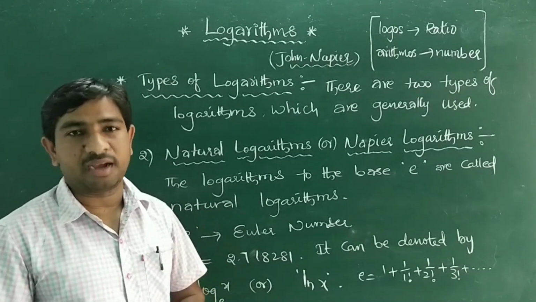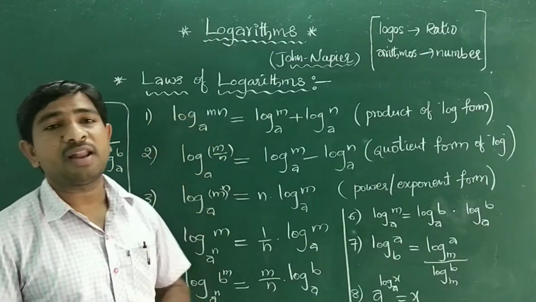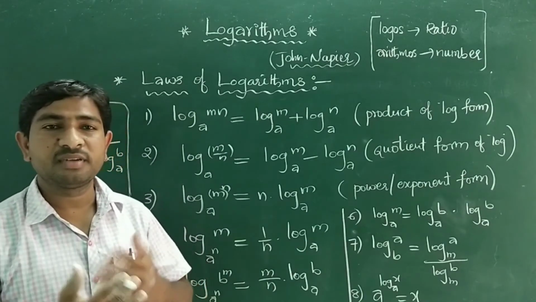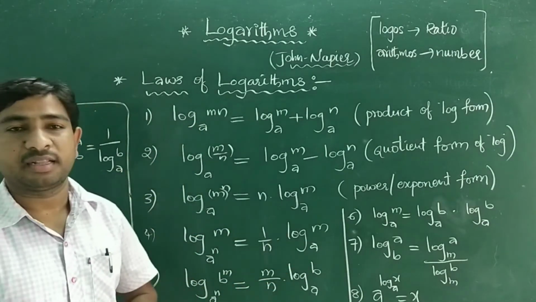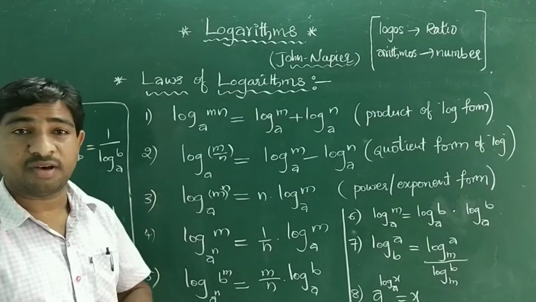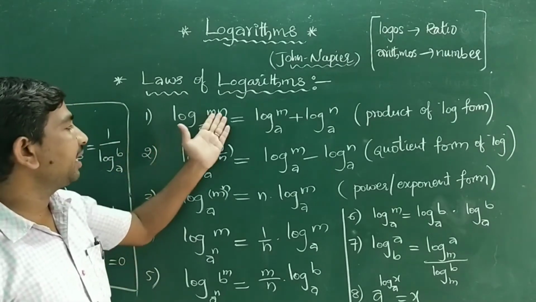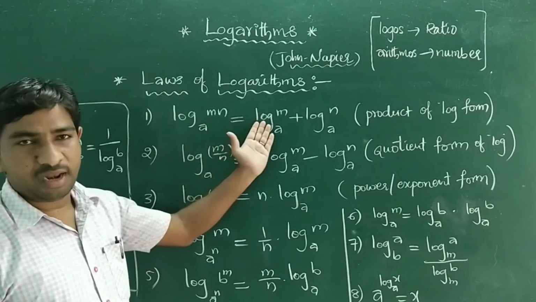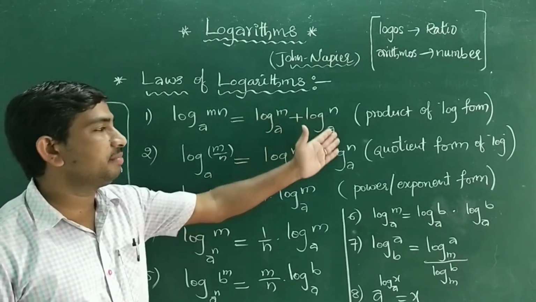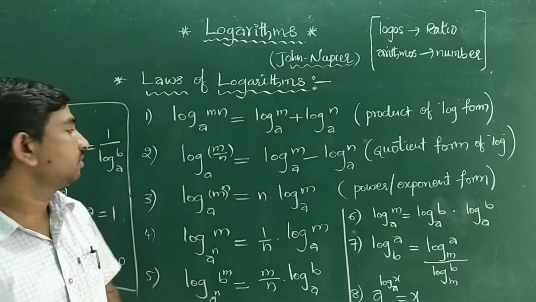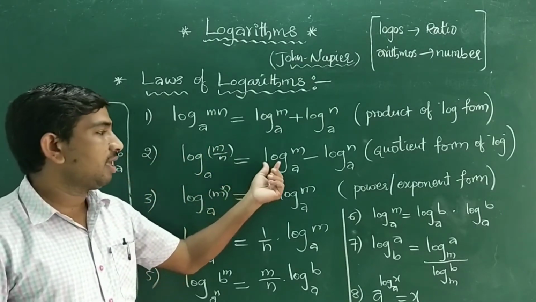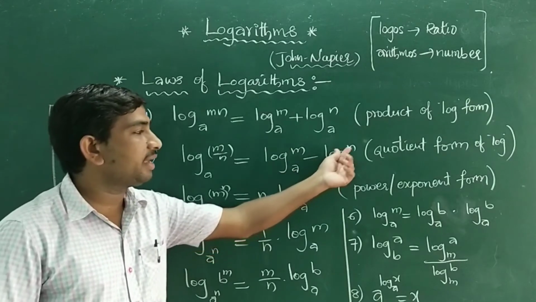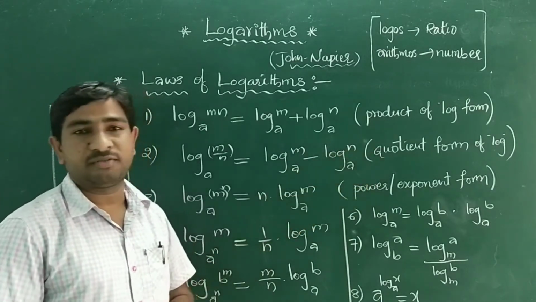Laws of logarithms. We have 11 laws of logarithms. What are the formulas? The first one is log mn base a is equal to log m base a plus log n base a. This is called the product form of log. The second one is log m by n base a is equal to log m base a minus log n base a. This is the quotient form of log.